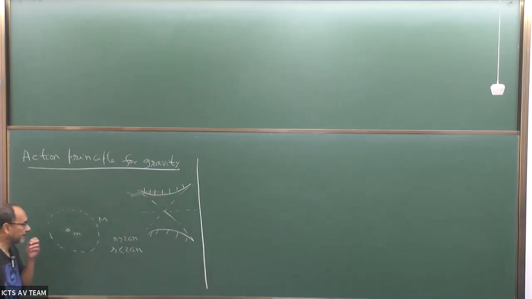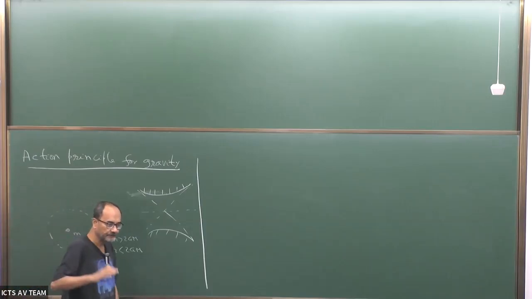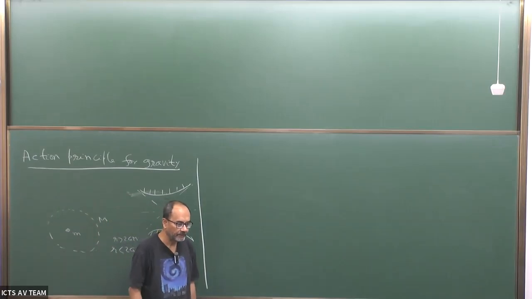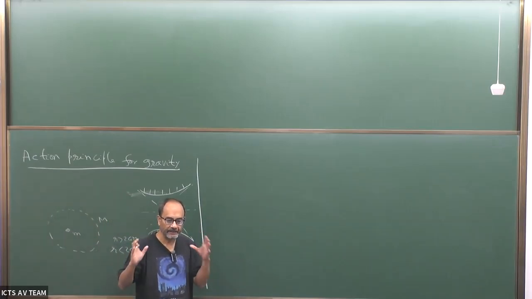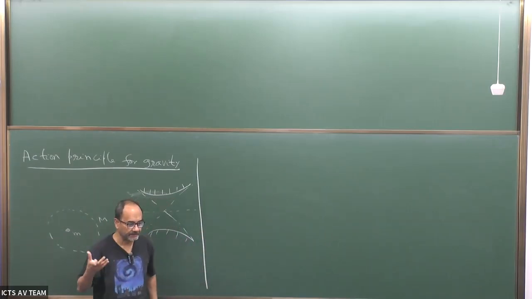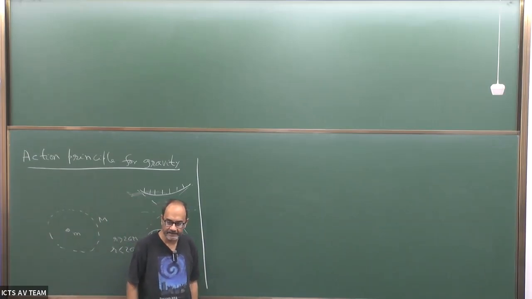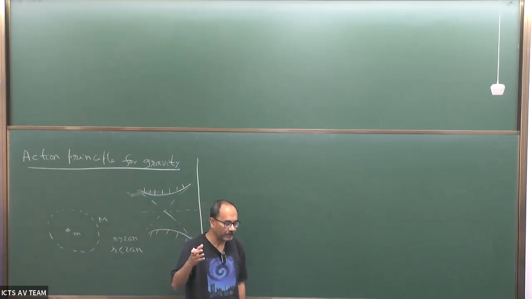Okay, so let me remind you what the general action principle is. The general action principle is that you have some variable whose equation of motion you are trying to derive, and you represent the equation of motion as a result of an extremization. Right? That's the general action principle. Like in particle mechanics, you write an action and then you vary the trajectory of the particle, and the action is extremized along the classical trajectory.